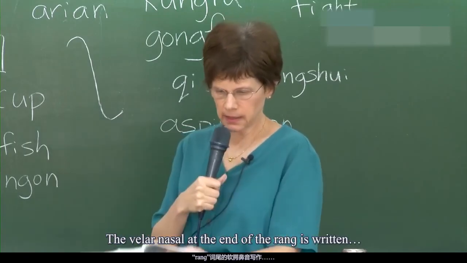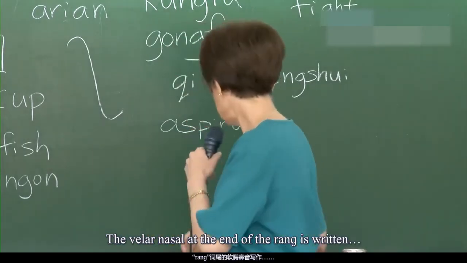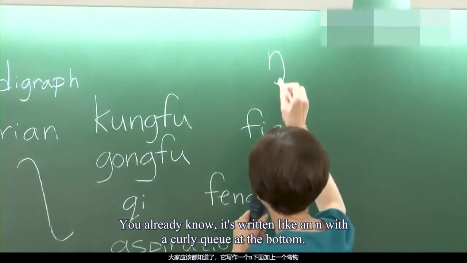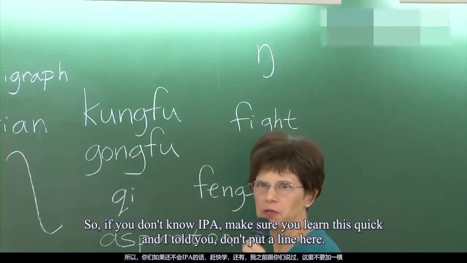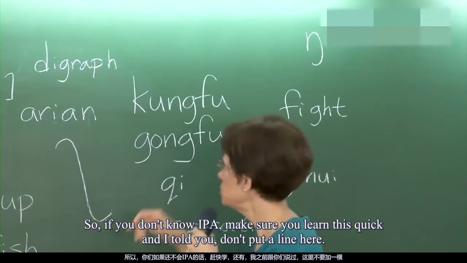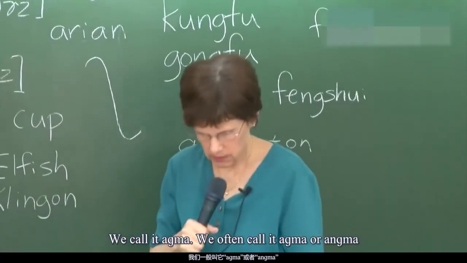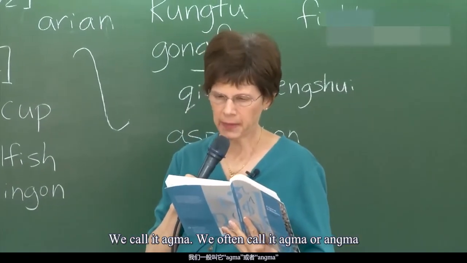The velar nasal at the end of reng is written. You already know it's written like an N with a curly Q at the bottom. So if you don't know IPA, make sure you learn this quick. And I told you, don't put a line here and let the line stick up here. We call it engma. We often call it engma or angma.